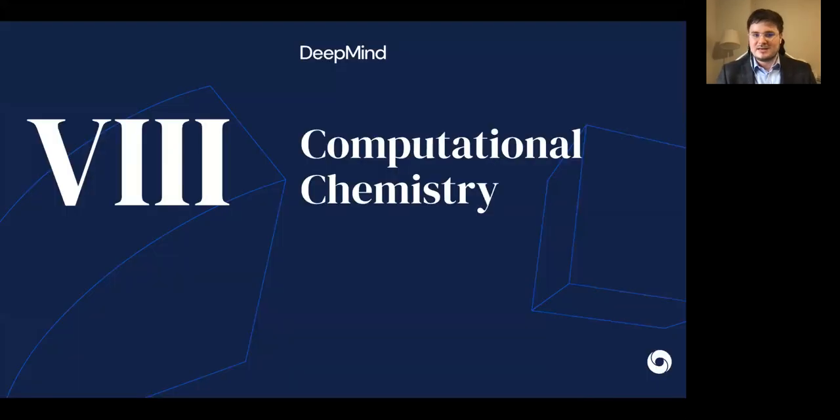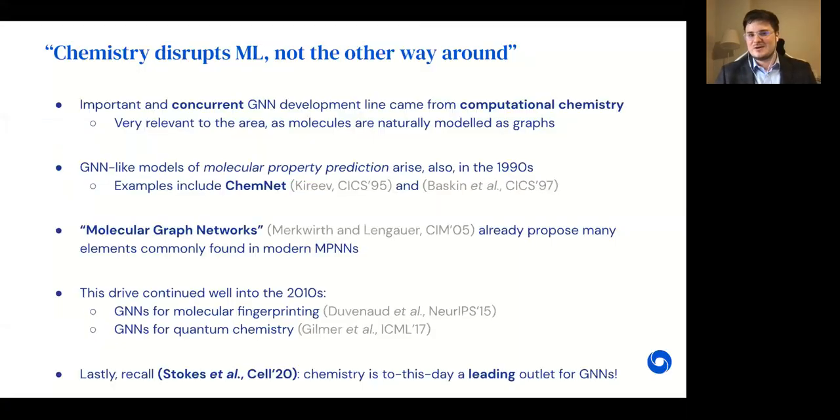However, one completely independent line of research that deserves to be mentioned at the very end is computational chemistry. Here's a quote that I found on Twitter in response to one of my threads. Chemistry disrupts machine learning, not the other way around. And it's a very important and concurrent area that developed GNNs from computational chemistry. Obviously, graphs are very relevant to chemistry because molecules can be naturally modeled as graphs.